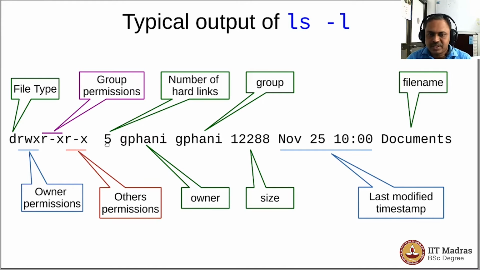And then the number after that corresponds to the number of hard links. What do we mean by a hard link? We will come to that in a moment. And then there are 2 names that are given here. The first name corresponds to the owner. So who is owning this particular entry? That owner is displayed here. The second entry is for the group.